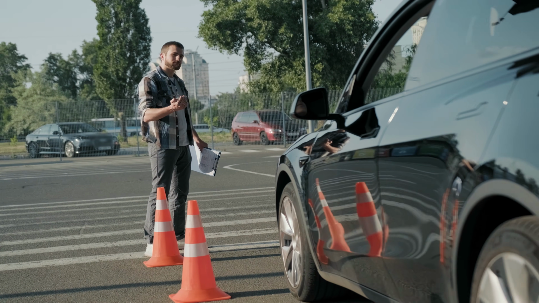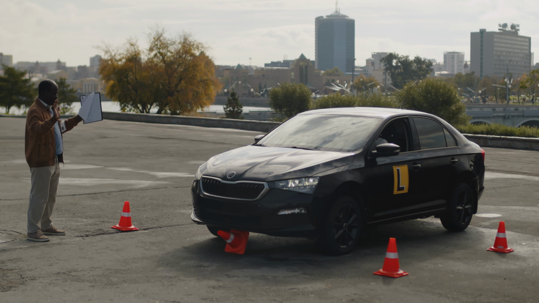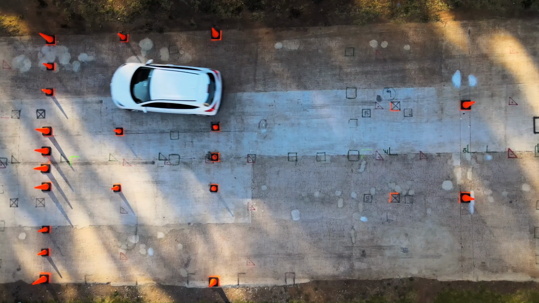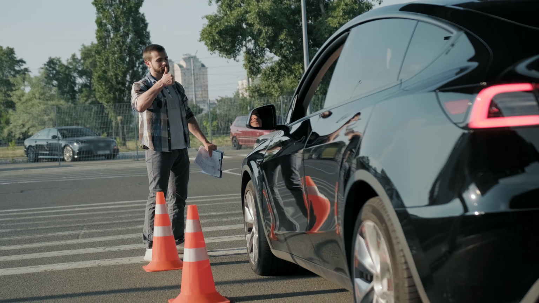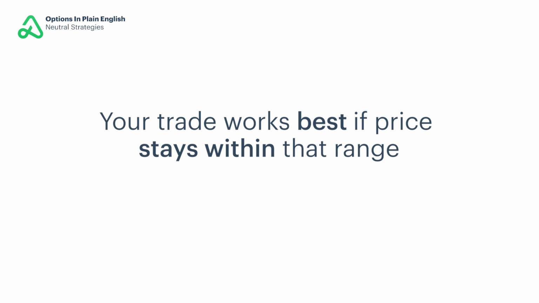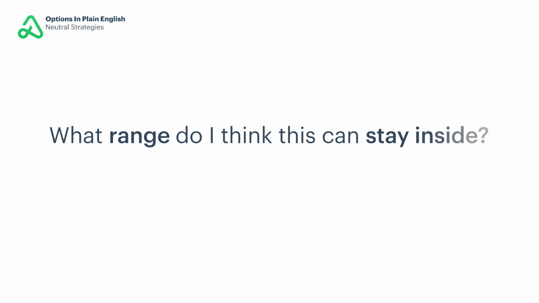Think of it like setting up cones in a parking lot. If you've ever taken a driver's ed class, the teacher probably told you to stay inside these cones. The goal is not to hit one perfect point. The goal is to stay inside the boundaries. And neutral strategies work the same way. You are creating a range, and your trade works best if price stays inside that range. So instead of asking where exactly is it going, the better question is, what range do I think this can stay inside?